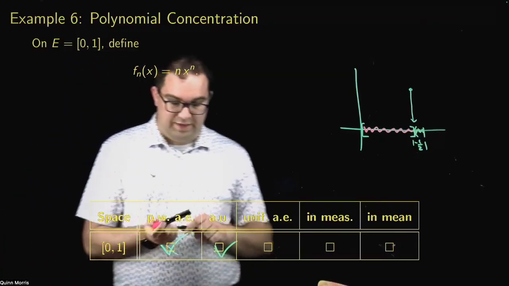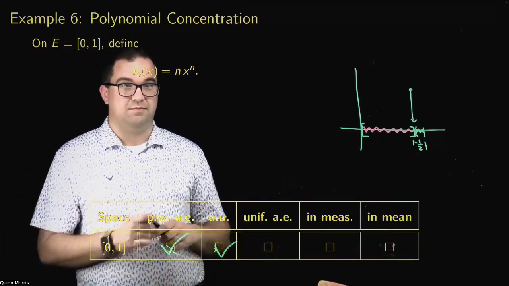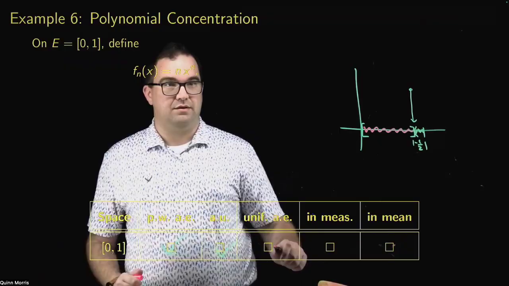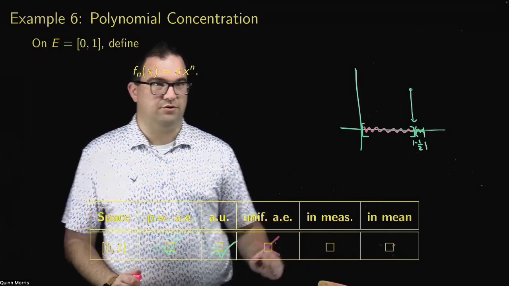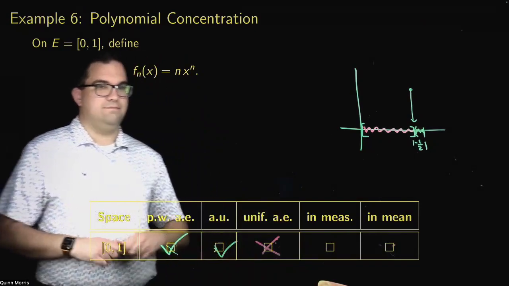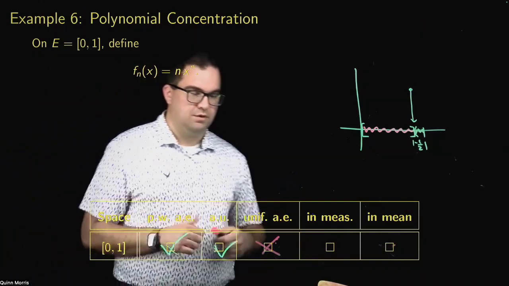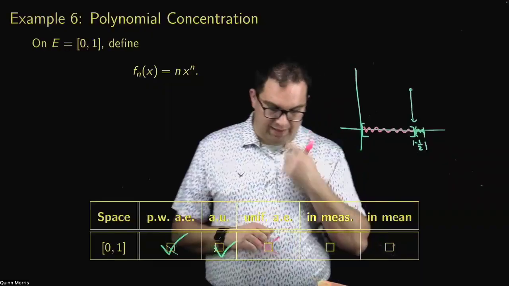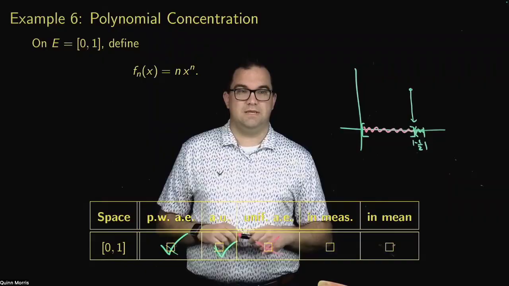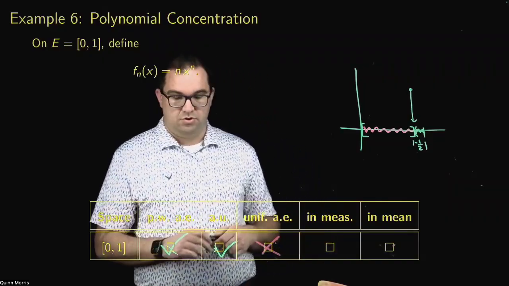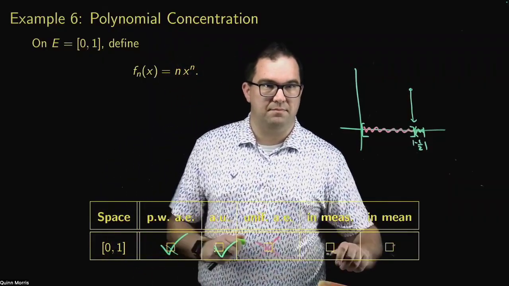Okay. You do not get uniform almost everywhere. Again, very similar to x to the n, right? What happens is you really need to be able to remove a whole interval around 1, not just a single point. So you get that. We get convergence in measure. Okay, so why do we get convergence in measure?